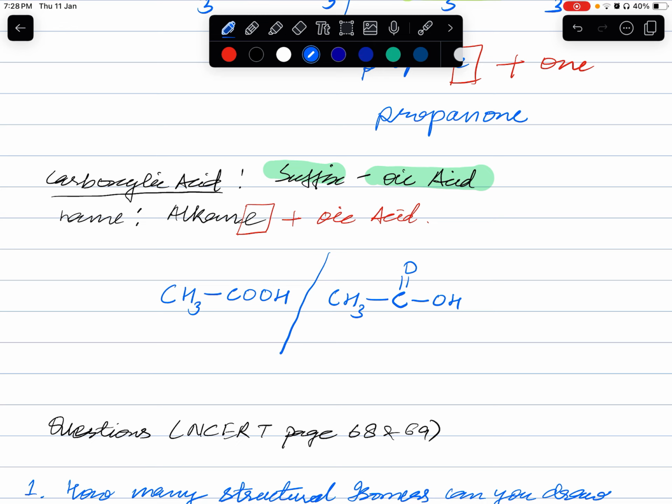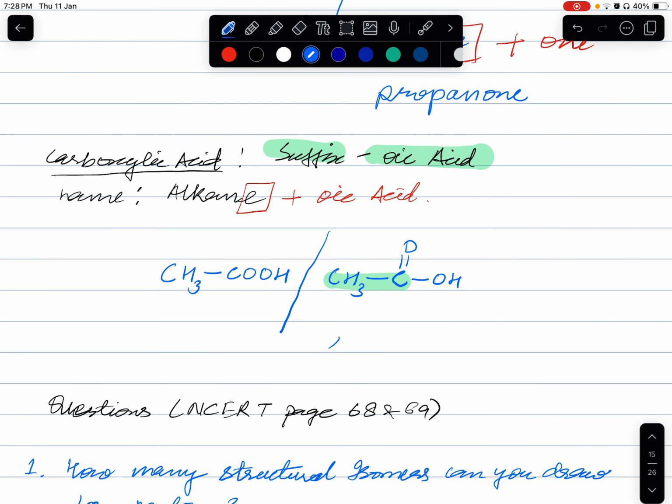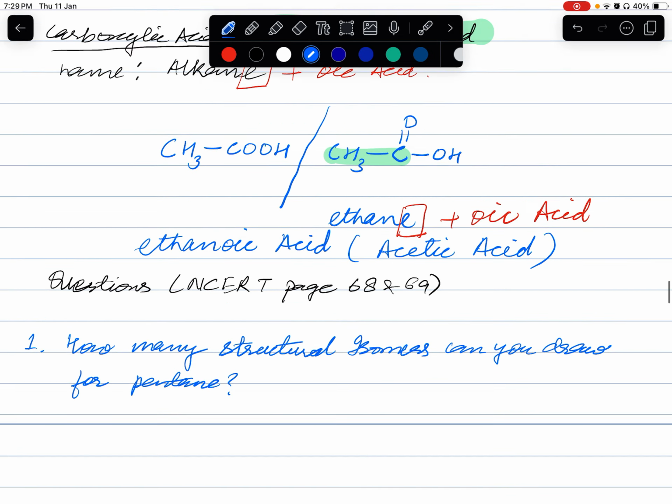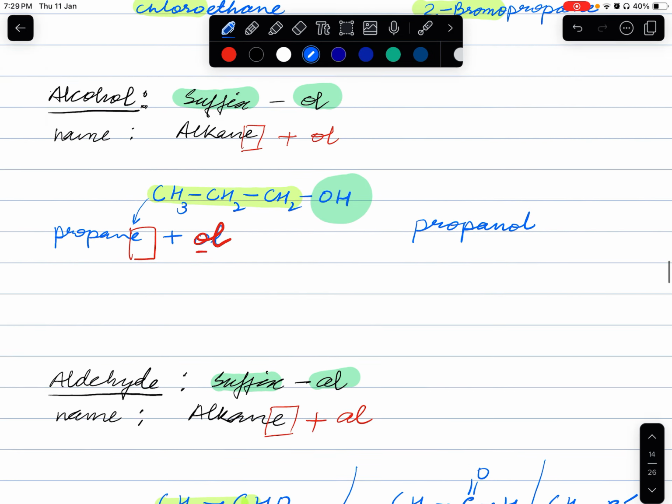Okay. In this case, again, the chain will contain the carbon of the functional group. And since two carbon atoms are there, therefore we write it as a derivative of ethane. Then we remove E and we add oic acid. So the compound will be what? Compound is ethanoic acid. A common name of ethanoic acid is acetic acid, or in our day-to-day life it is called vinegar. Okay, so this is ethanoic acid.